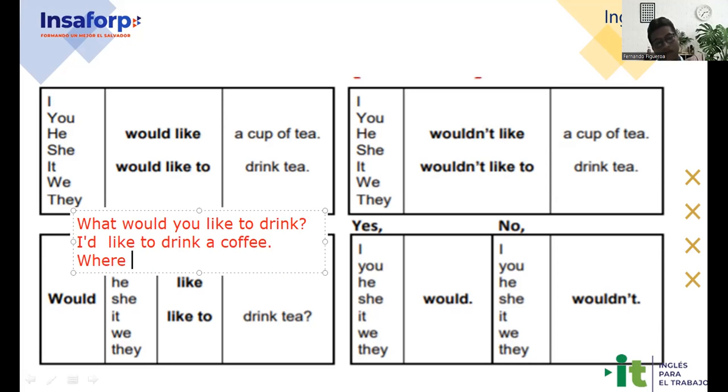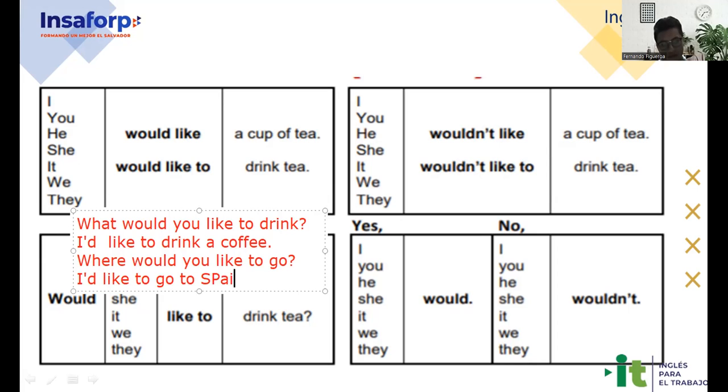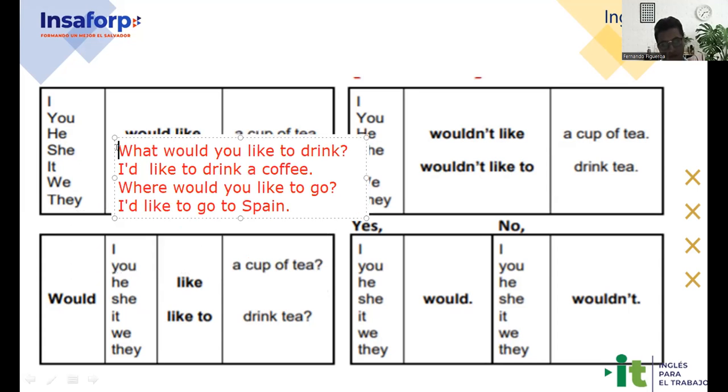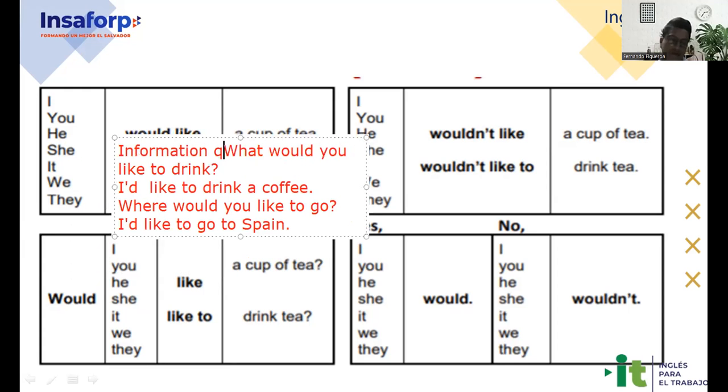Otra pregunta, otra WH question. Where would you like to go? ¿Dónde te gustaría ir? I would like to go to Spain. Me gustaría ir a España. Entonces, eso es en cuanto a las yes/no questions y las information questions. Eso es en cuanto a la estructura.